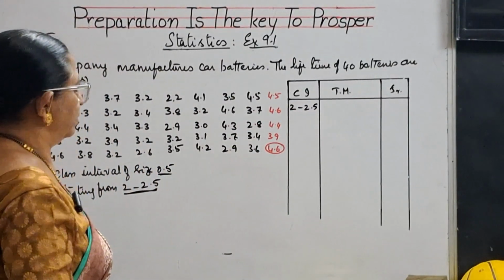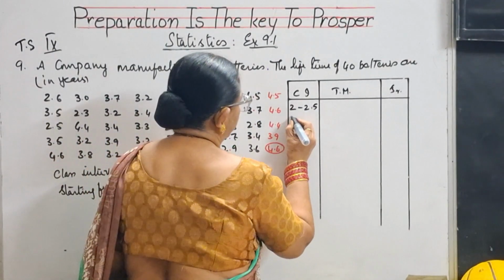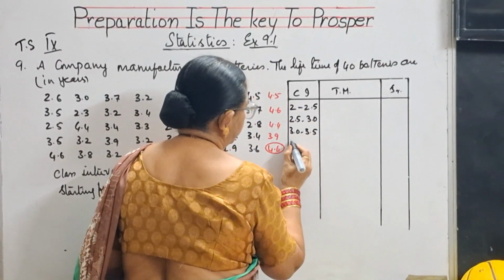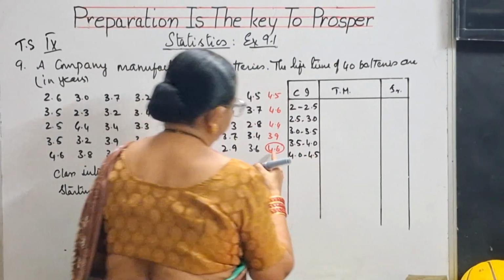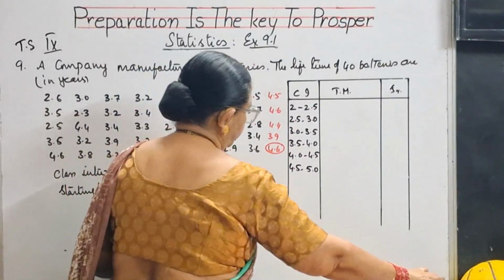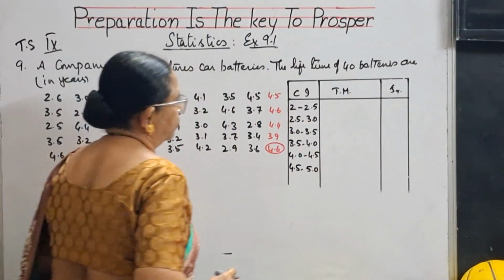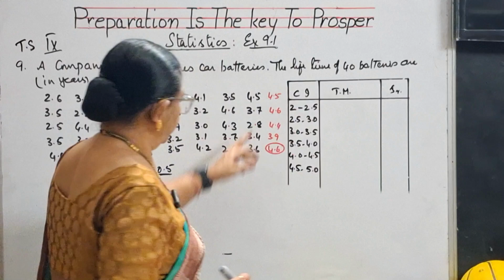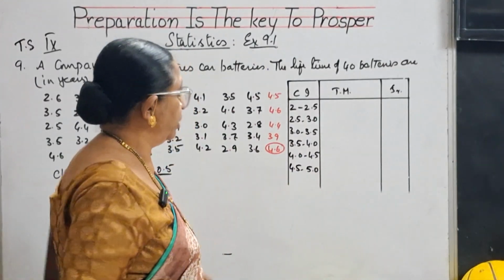So till you get this 4.6 or nearer to it, we need to continue. That is 2 to 2.5, 2.5 to 3.0, 3.0 to 3.5, 3.5 to 4, 4 to 4.5, highest is 4.6. So we have to go further for 4.5 to 5.0. So up to here, this is enough, children. So the table is up to here only. So 2 to 2.5, 2.5 to 3, 3 to 3.5, 3.5 to 4, 4 to 4.5, 4.5 to 5. See, when you know the highest value, you will understand up to what the class interval should be written, where you should end the class interval.